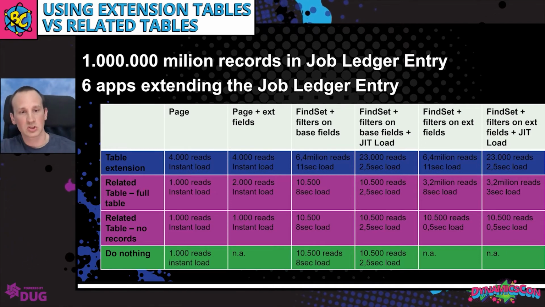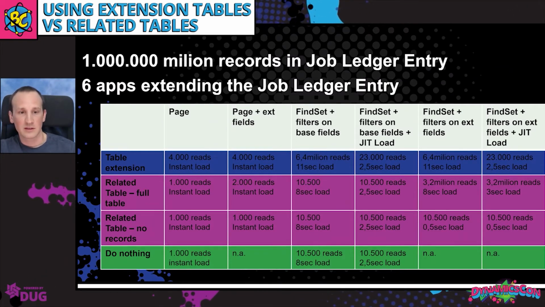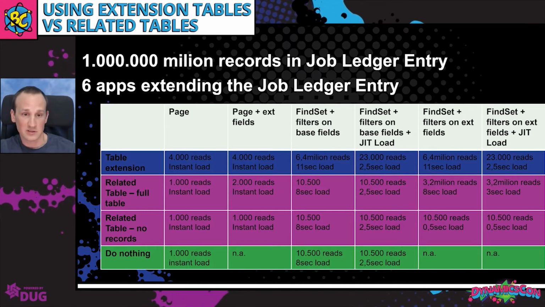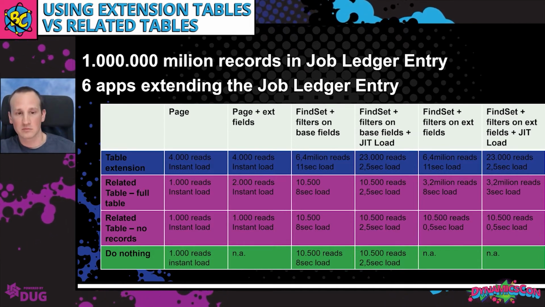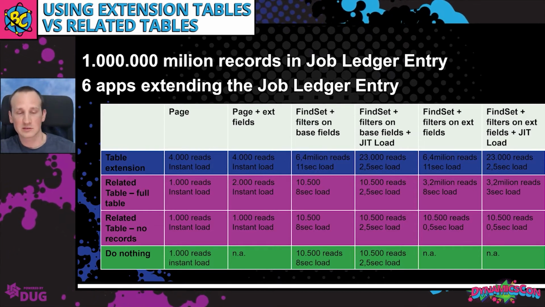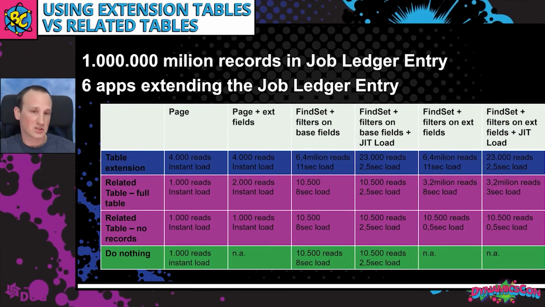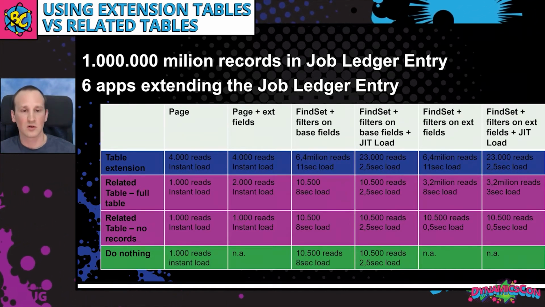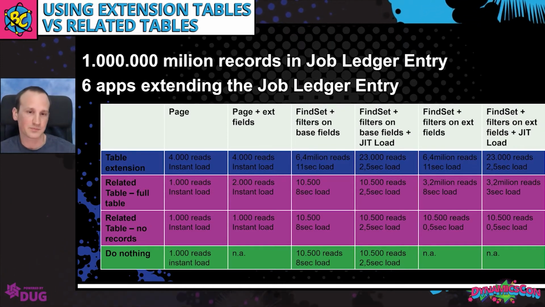If we, however, show the extended field on a page, we see that the performance for table extension does not change. Related table is somewhat better. The load is still instant. But if you don't have any records in the related table, the number of reads will be the same as when not having the extension field. But as I said, the page seems not to be a problem because it reads only one part of the total record count.